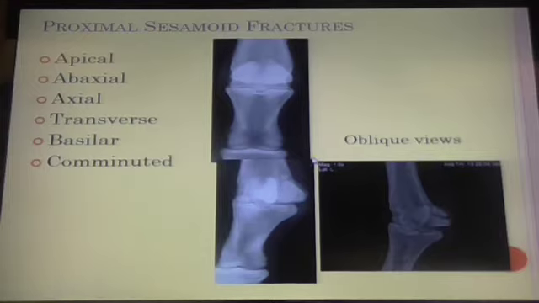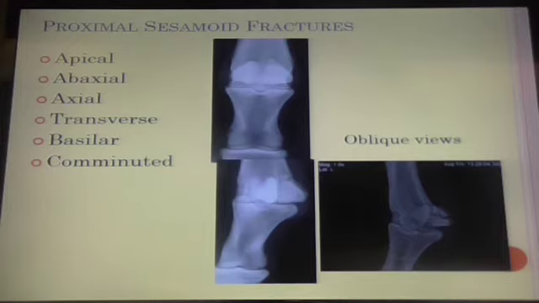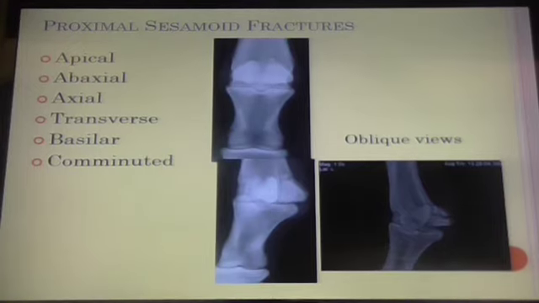I'm going to give you the view and you tell me which sesamoid bone is fractured. Okay, everybody ready? This is a dorsal medial palmarolateral oblique. Dorsal medial palmarolateral oblique. Which sesamoid bone is fractured? Okay, right here.